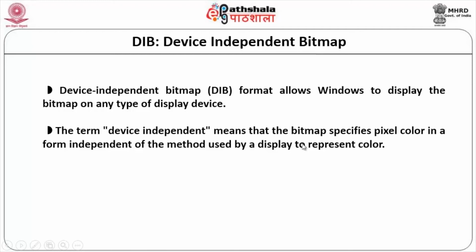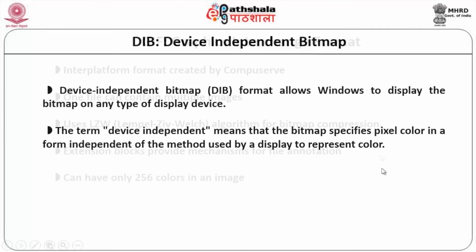So, it will take care of that. The bitmap, what it does, is specify the pixel color in a form which is independent of the method used by the display to represent that particular color. Hence, it will have its own system of coloring and it displays the detail.